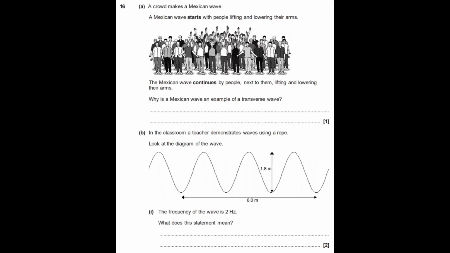Part B. In the classroom, a teacher demonstrates waves using a rope. Look at the diagram of the wave. So you've got 6 meters and 1.8 meters vertically, 6 meters horizontally. The frequency of the wave is 2 Hertz. What does this statement mean?